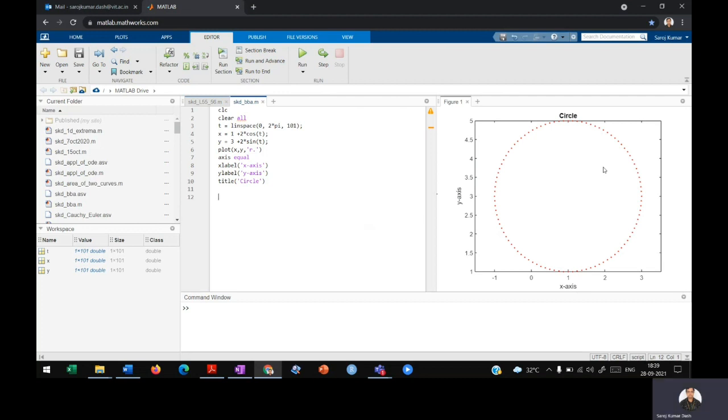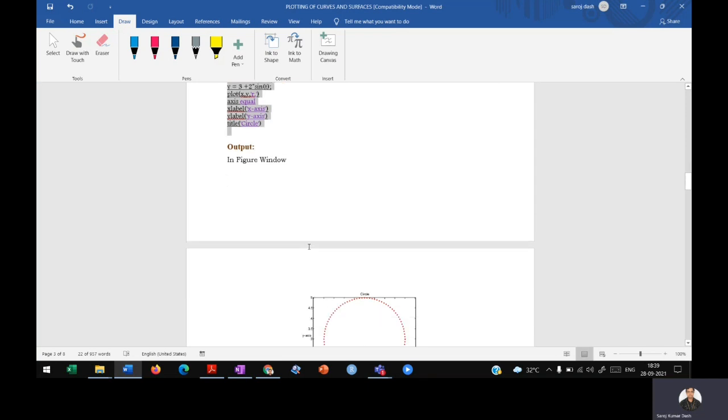So this is the output. Circle. See, r dot: here dot means it will come dotted, dotted, dotted. If you put o, it will come as o, that type. So this is the program for plotting the circle.